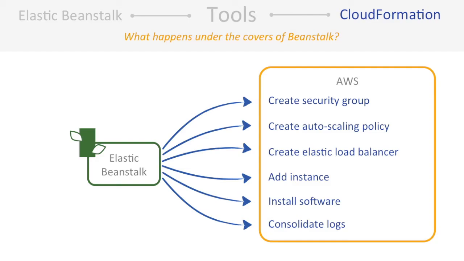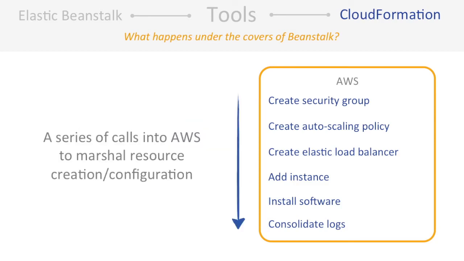So if you think about what happens under the covers of Beanstalk, when you create an application and deploy it into Beanstalk, then a certain set of actions are going to happen inside AWS, like creating a security group, creating an auto-scaling policy, creating load balancers, adding instances, installing some software on those instances, and then consolidating the logs on a regular basis. And what Beanstalk is actually doing is it's marshalling a series of calls into AWS in order to create resources or configure resources.